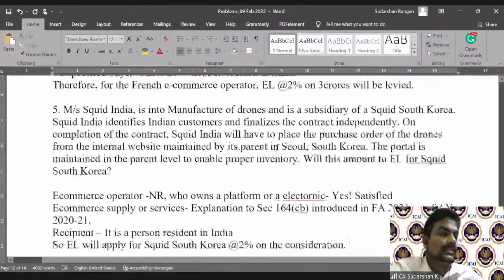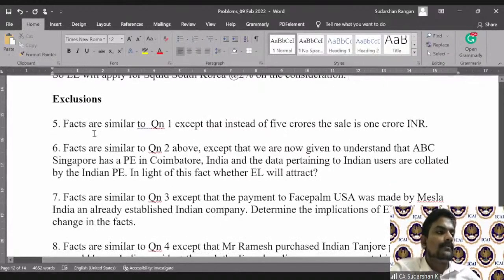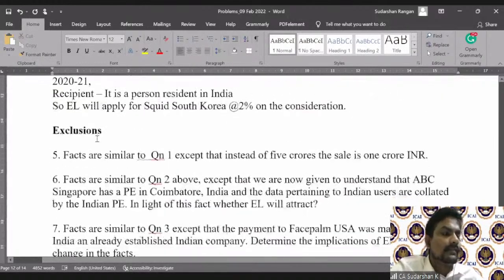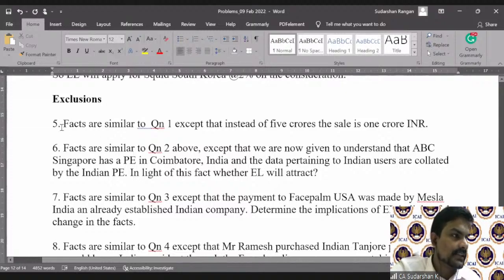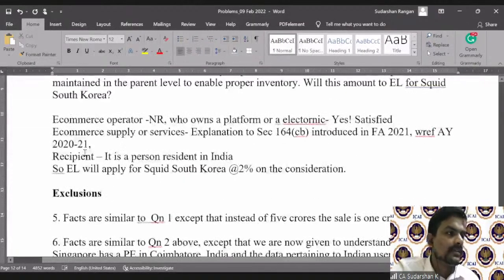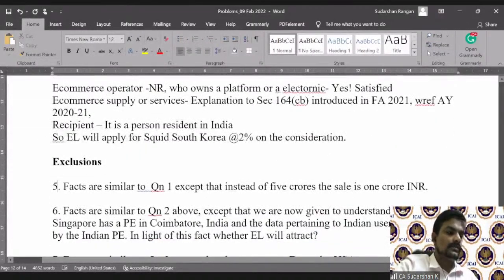It is the non-resident e-commerce operator himself who has to pay 2%. Now, let's quickly look at the exclusions. Is there any benefit, threshold, other aspects that I can get away from equalization levy? Let's see that. Question number 6.